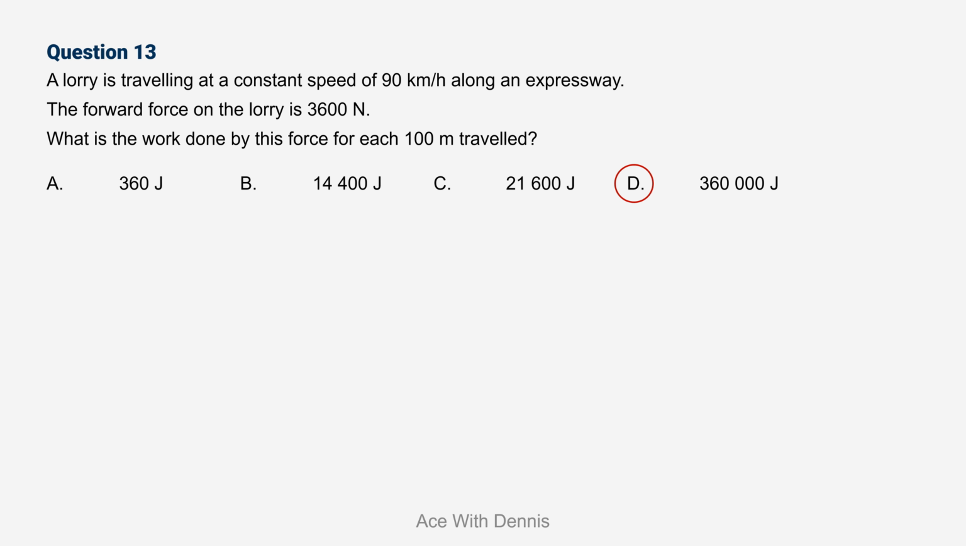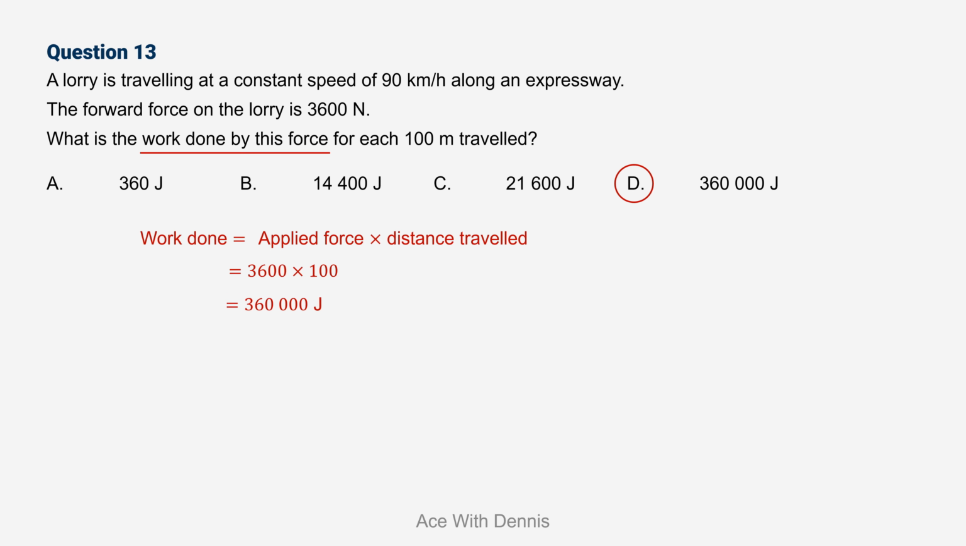So this question is asking us what is the work done by this force. Based on the work done formula, it will be the applied force times the distance traveled. The applied force for this case is 3,600 newtons and the distance is 100 meters. Hence it will be 3,600 times 100 and we'll get 360,000 joules.